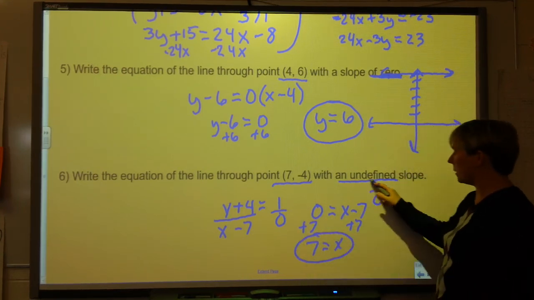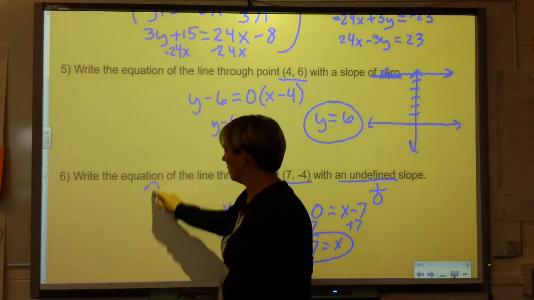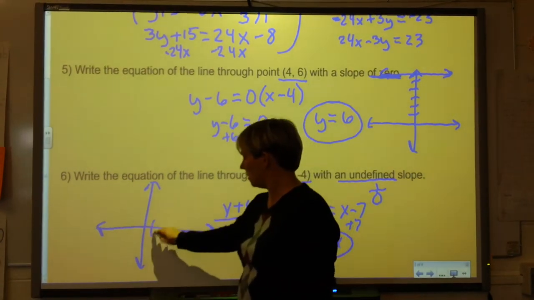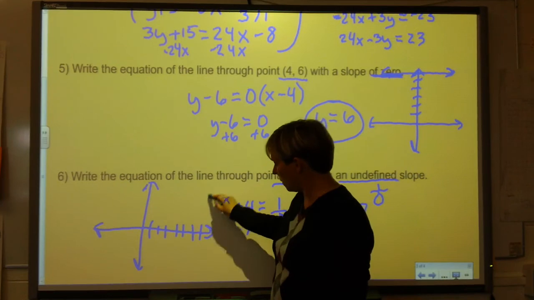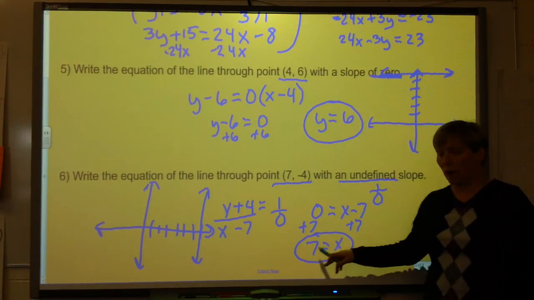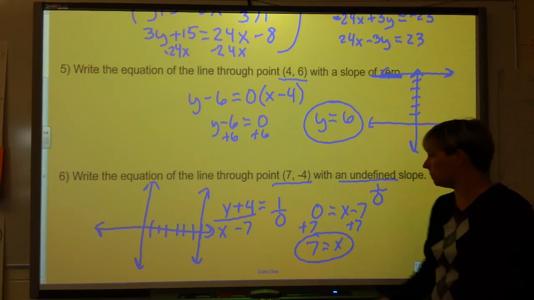That also makes sense because remember, undefined slopes are my vertical lines. So if I were to graph this, I would have a vertical line right there at 7. It says every single point has to have an x-coordinate of 7.